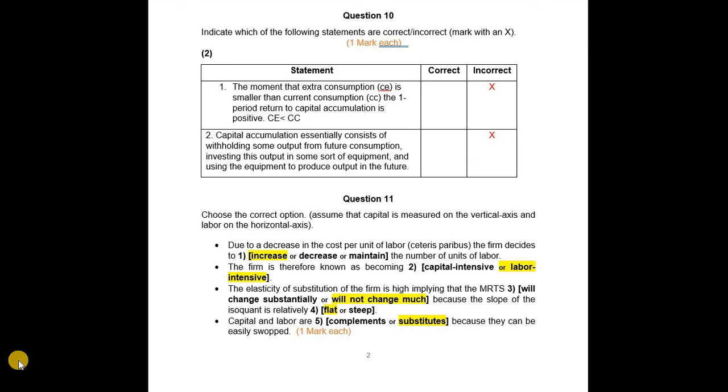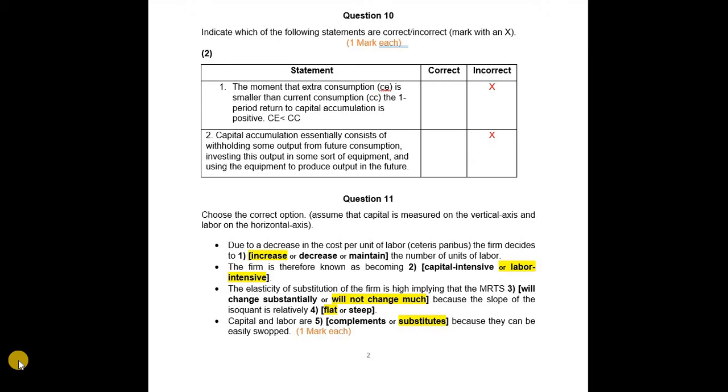Mark with an X. So number 1 says, the moment that extra consumption is smaller than current consumption, the 1 period return to capital accumulation is positive. This is incorrect.